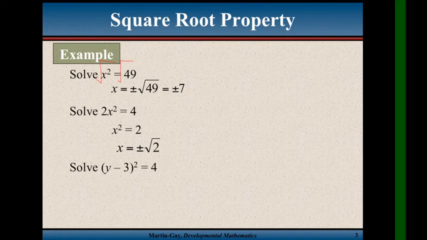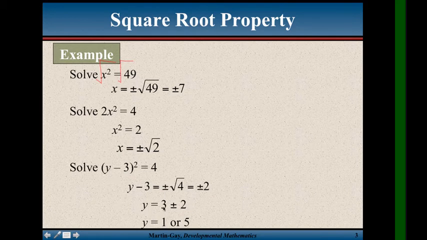So for (y minus 3) squared equals 4, get the square root of both sides, so y minus 3 equals positive negative square root of 4, and that is positive negative 2. So y is equal to 3 positive negative 2. Y is equal to 1 or 5. How did this become 1? 3 minus 2 is 1, and 3 plus 2 is 5, because as you can see, it has two operations.